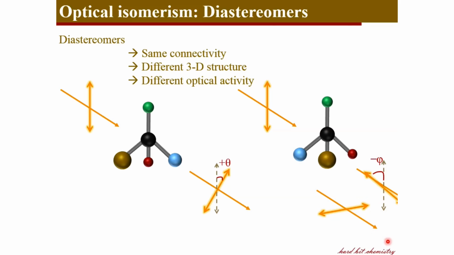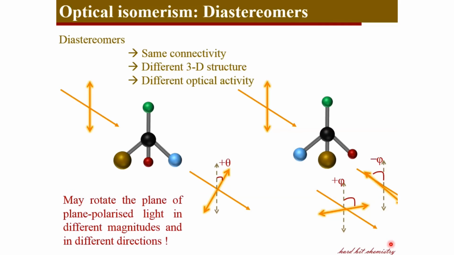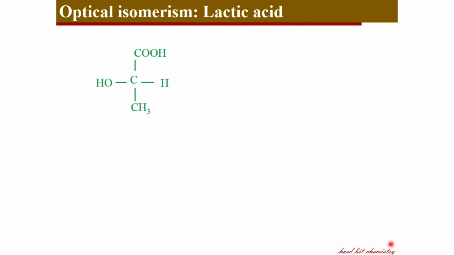It can also be that the second isomer rotates the plane of plane polarized light in the same direction as the first one, but in different magnitudes. So diastereomers are optical isomers which rotate the plane of plane polarized light in different magnitudes and in different or same directions. Let's now see an example of lactic acid.